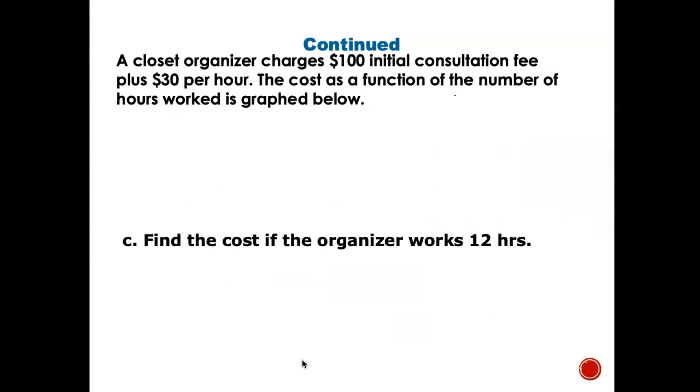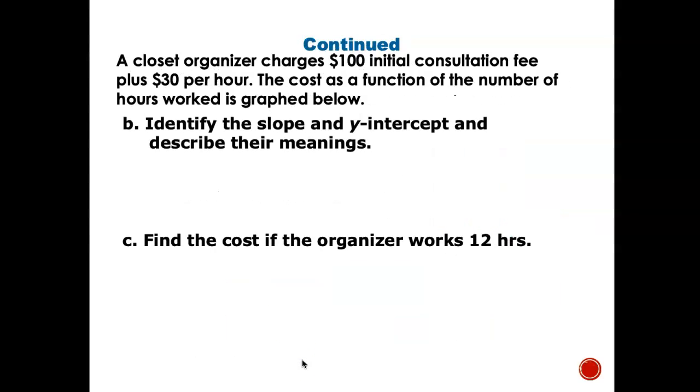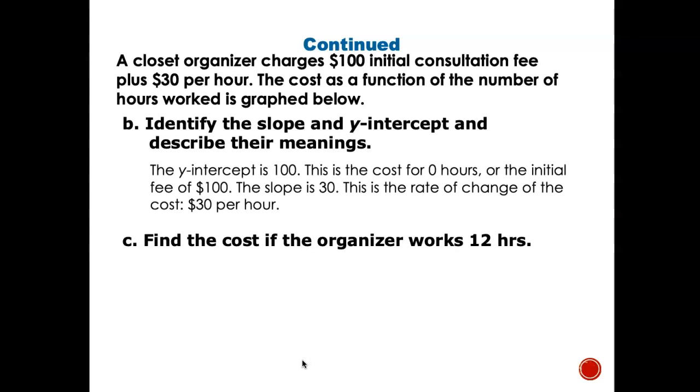When we continue, identify the slope and y-intercept and describe their meanings. The y-intercept is 100. This is the cost at 0 hours, when x is 0, or the starting fee or initial value. And then the slope is the rate of change, so $30 per hour.